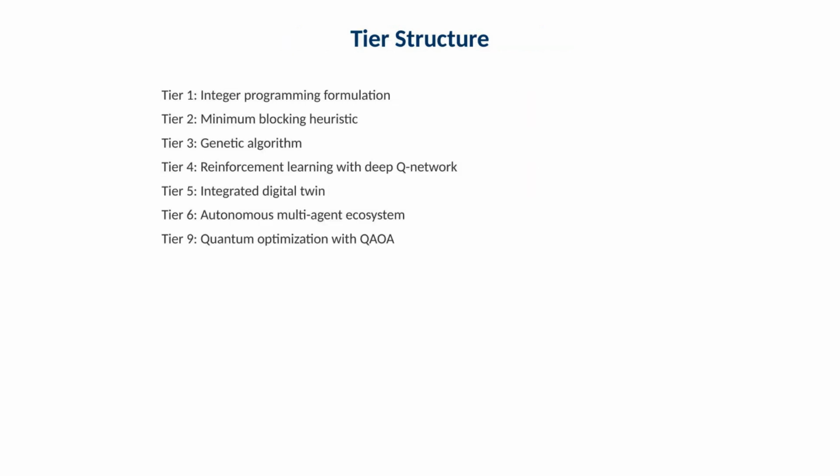This deck is organized as a tiered toolkit. Tier 1 provides the mathematical foundation. Tier 2 introduces a minimum blocking heuristic. Tier 3 adds a genetic algorithm. Tier 4 uses reinforcement learning with a deep queue network. Then Tier 5 expands to an integrated digital twin. Tier 6 moves to an autonomous multi-agent ecosystem. And Tier 9 frames the same optimization challenge for quantum optimization with the quantum approximate optimization algorithm.